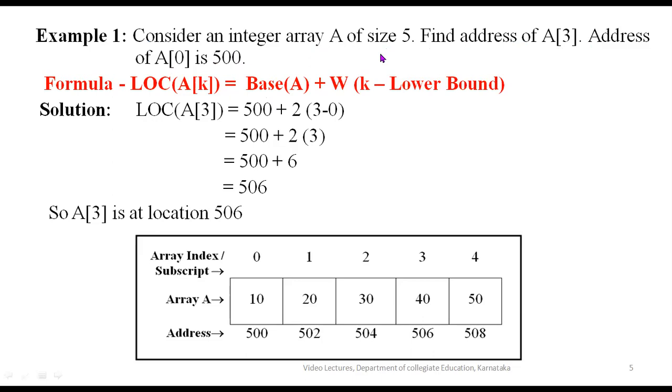So here we apply the formula that is location of A of k is equal to base of A plus W of k minus the lower bound. So location of A of 3 is equal to 500 plus 2 times 3 minus 0, which is equal to 506. So location of A of 3 is 506. Also, you can see from the diagram provided here.